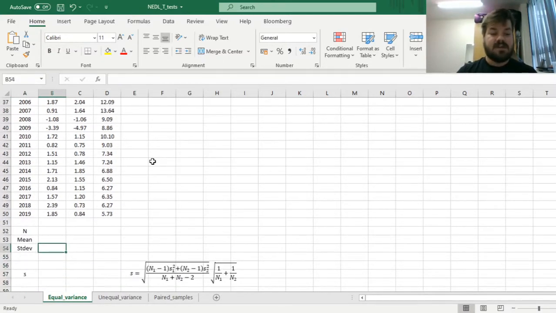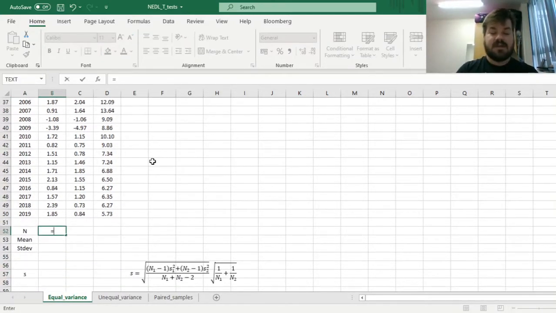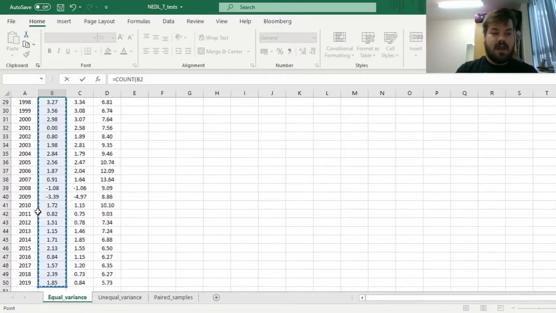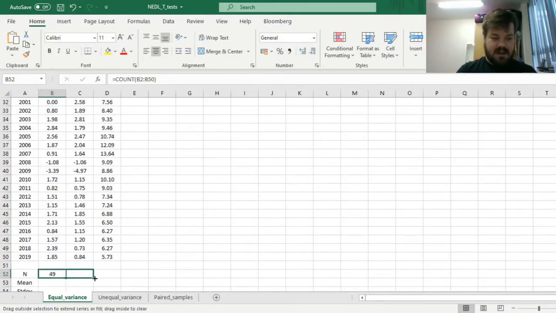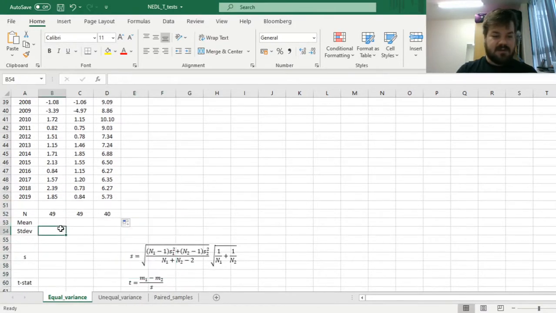First of all, we need to calculate the number of observations in each of our samples. To do that, we can use the count function and apply it to the whole array of economic growth rates over the whole sample. And we see that we have got 49 observations for the United States, 49 observations for the UK, and 40 observations for China.